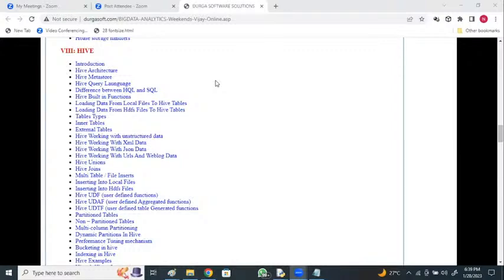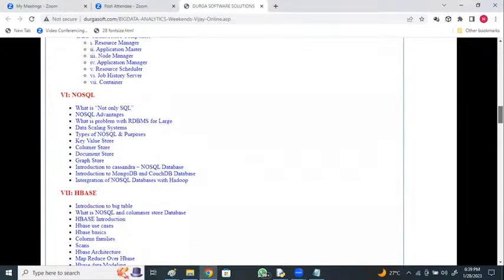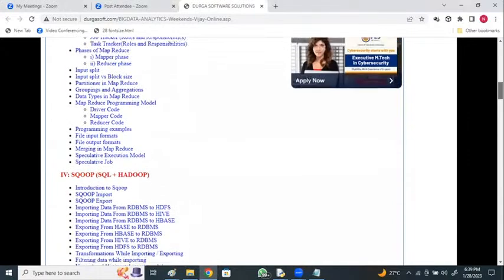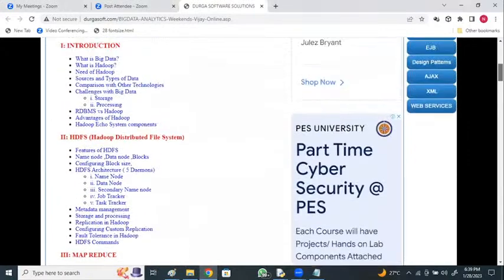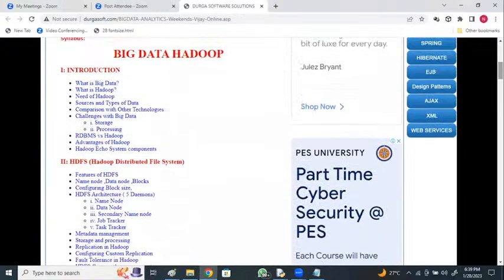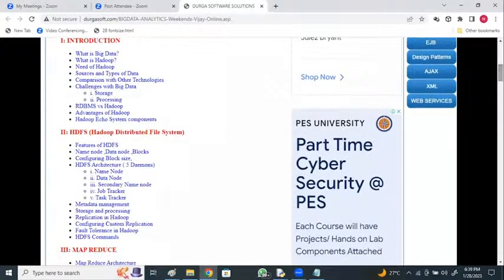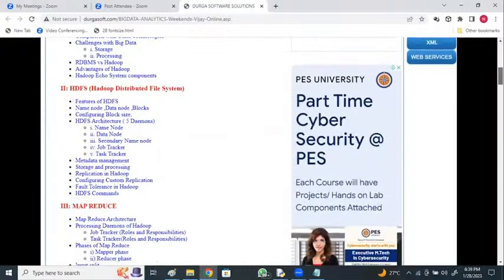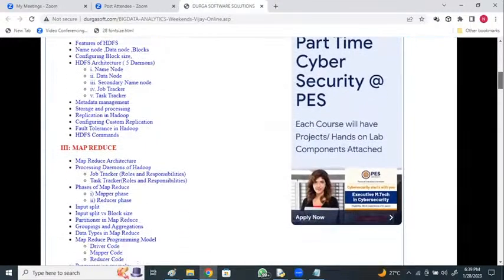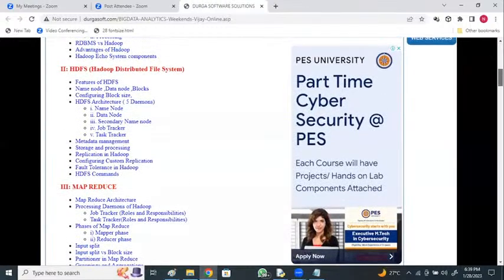Apache Pig is not discussed. But the Yarn architecture we'll be discussing, only the architectural part. Deployment-wise, nowadays they are using Airflow instead of Yarn; nowhere are they using Yarn architecture. So at the last, I'll be providing that knowledge.